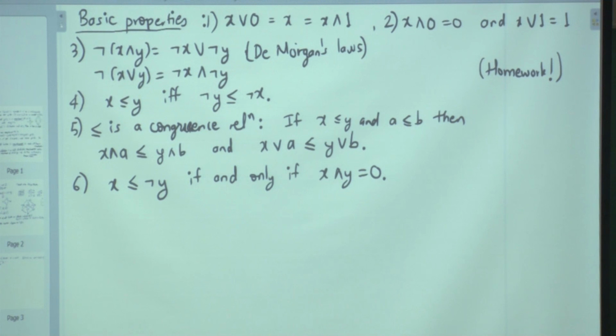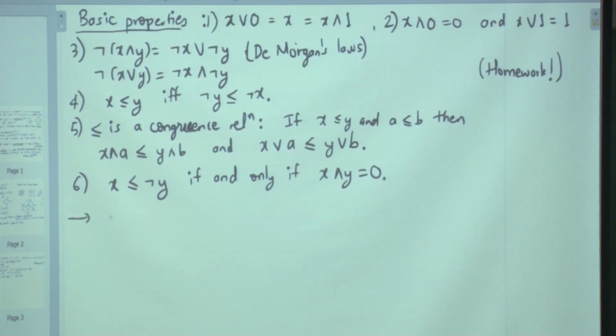Okay, this is a very crucial property of Boolean algebras, that you can compare an element with negation of another element in this way. So x lies below negation y if and only if x meet y is 0. Yeah, it's intuitive if you think about diagrams. So let us try to prove it now.